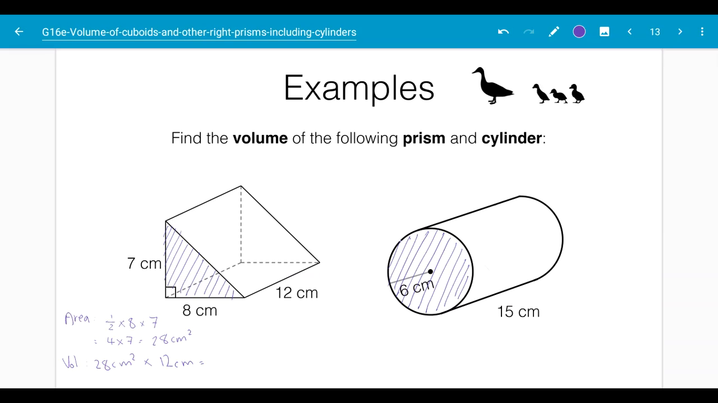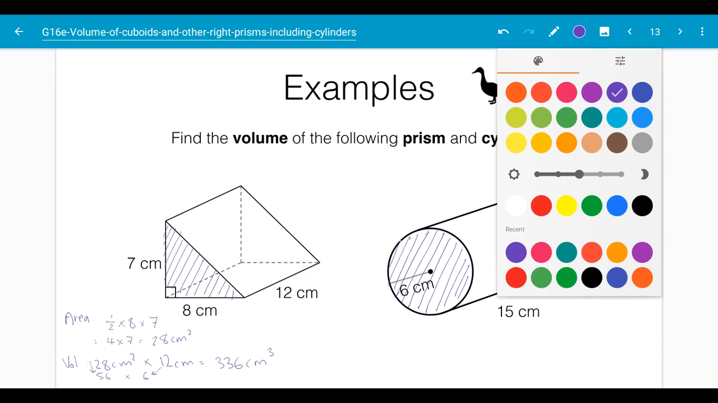And that would be... no idea. 56 times by 6, so that's going to be 336 centimeters cubed. If you're interested in what I did there, I doubled this number and then halved that number. That will always give you the same answer. I think 56 times 6 is a little bit easier to work out.